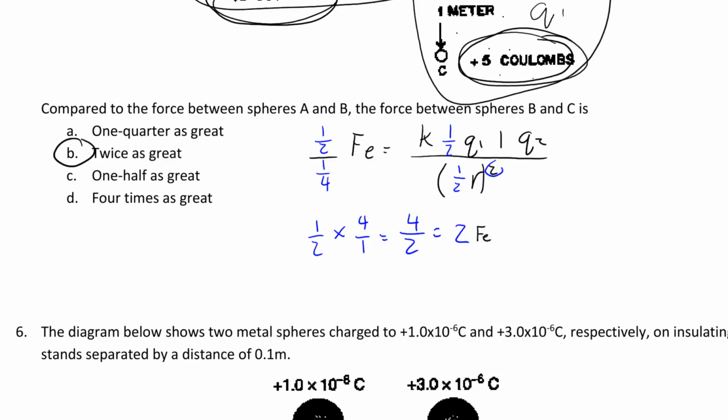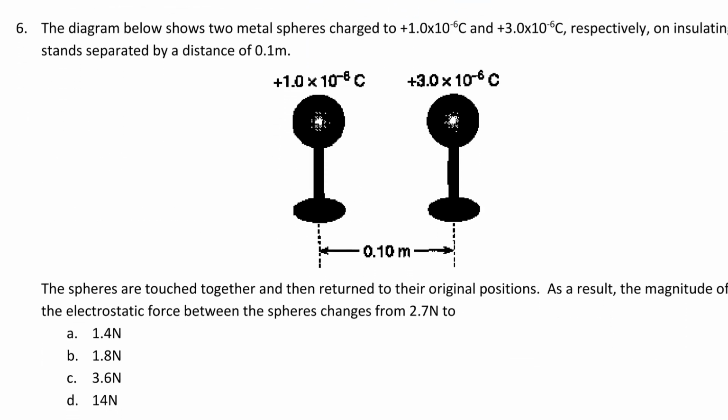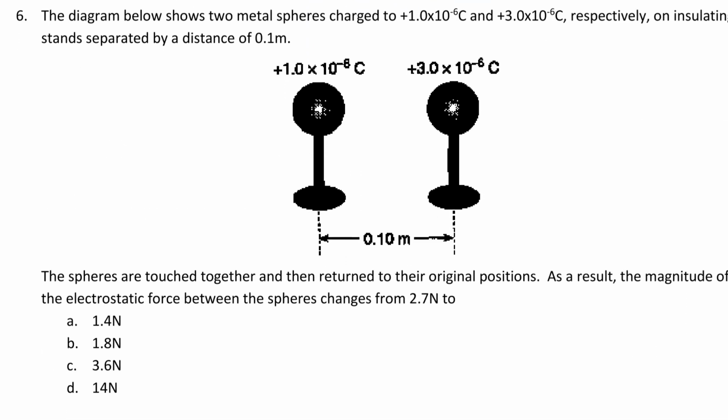Okay. Number 6. It says the diagram below shows 2 metal spheres charged to 1 times 10 to the negative 6 and 3 times 10 to the negative 6 coulombs, respectively, on insulating stands separated by a distance of 0.1 meters. The spheres are touched together and then return to their original positions. So this is like in the previous homework, 10.3, it's law of conservation of charge. You want to find the total charge.